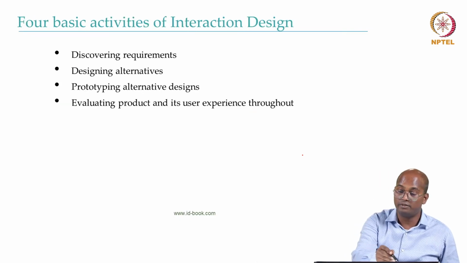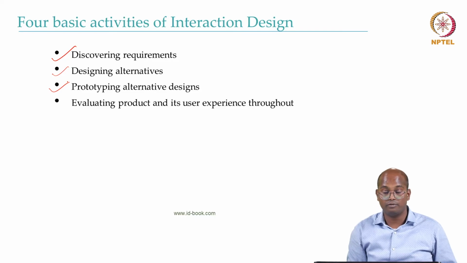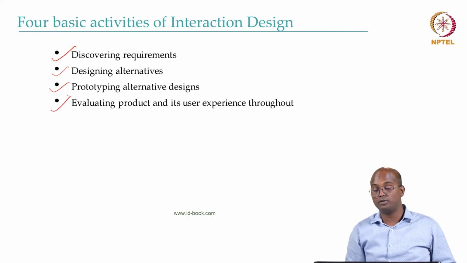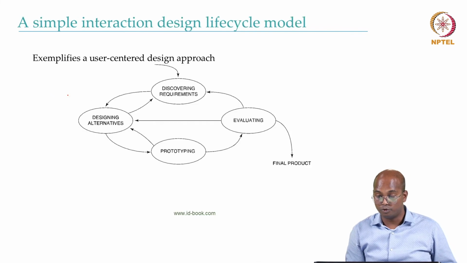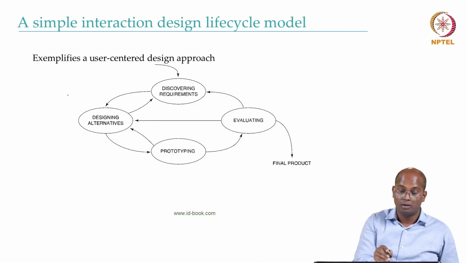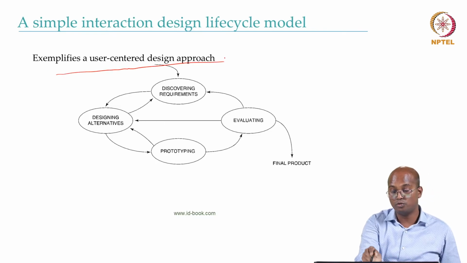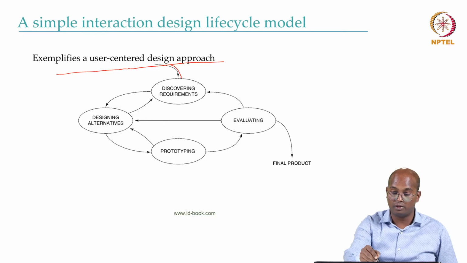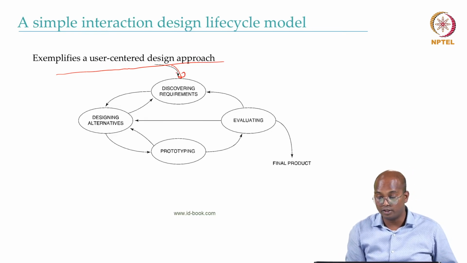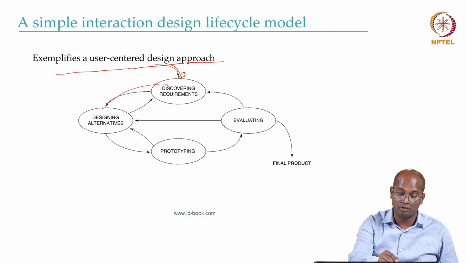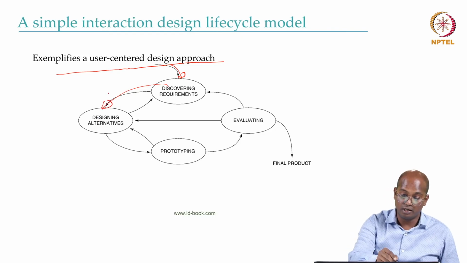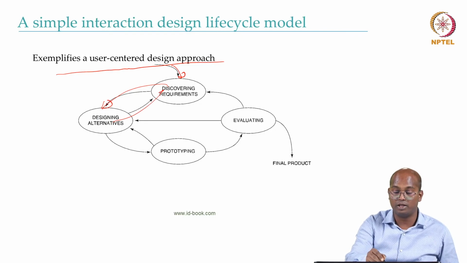The 4 basic activities of interaction design are: discover requirements, design alternatives, prototype alternative designs, and evaluate the product and its user experience throughout. So this exemplifies a user-centered design approach, where you discover the requirements, and then you discuss the different alternatives, and based on the alternatives you may need clarity on some requirements. You can go back and forth.